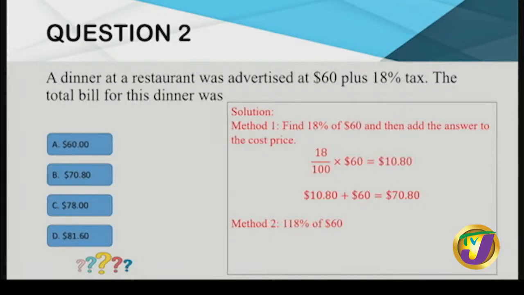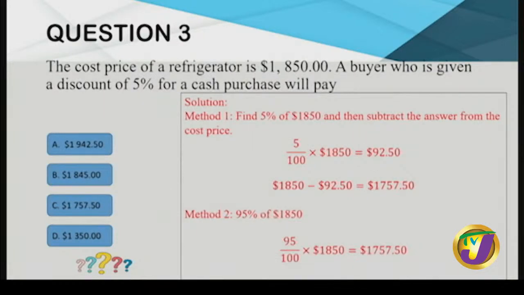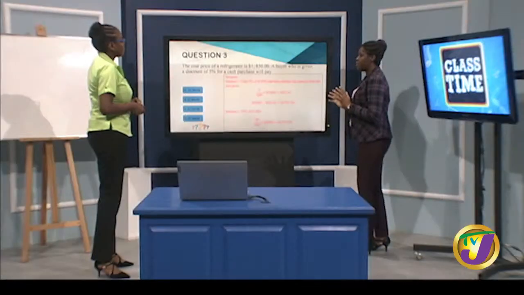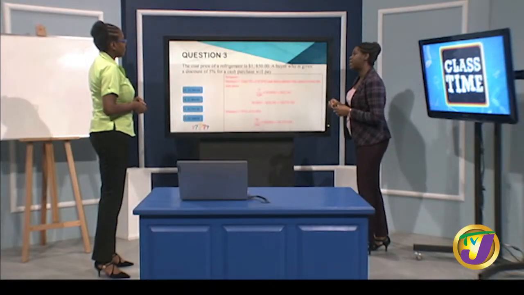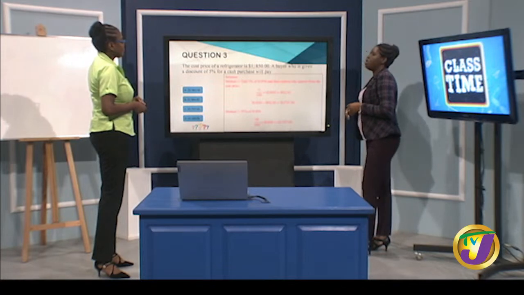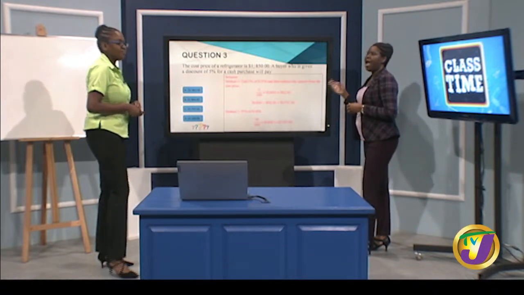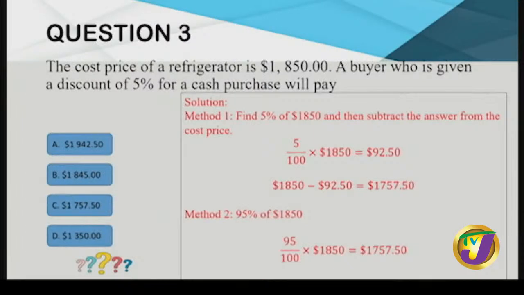Awesome. Now we're going to buy a refrigerator, and the refrigerator costs $1,850. Now the buyer is given a discount, here we're looking at discount again, of 5% for a cash price. Now we mentioned discount before, and in the previous question we were looking at the discount amount. This time we want to know how much the person will be paying for the refrigerator after the discount, which is a reduction in the price.